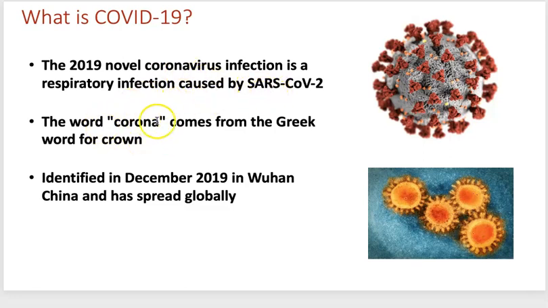The word corona comes from the Greek word for crown, and you can see that here, these prominent spike proteins surrounding the circular virus particle that gives it a corona or crown-like appearance. It was identified in 2019 in Wuhan, China, and spread globally fairly quickly.